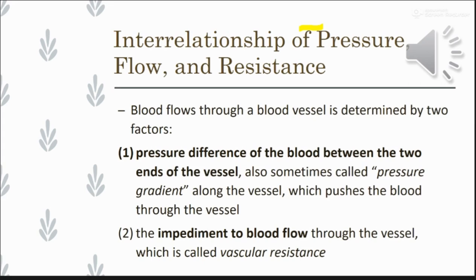Okay, so just note that it is the difference in pressure between the two ends of the vessel, not the absolute pressure in the vessel, okay, that determines the rate of flow. Again, increase pressure difference, increase flow. So for example, if the pressure at both ends of a vessel, so for example, this is your vessel, and then the pressure here is 100, okay, and it's the same here, 100 as well. Okay, so of course, we know that there's no pressure gradient, no difference, so there will be no flow, right?